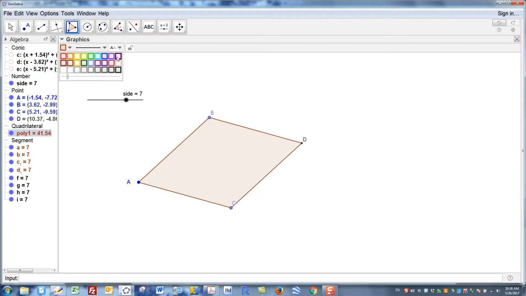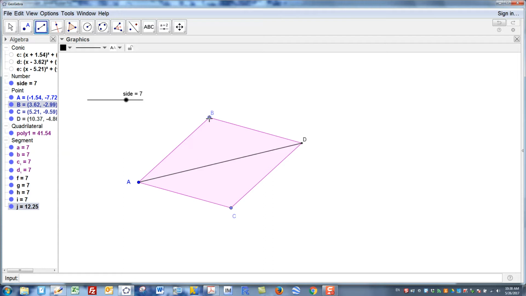Maybe I'll make it a nice color like pink. And I'll pull these points out of the way. So what we're really interested in, though, are the diagonals of a rhombus. We want to generate some intuition about that. So I'll draw in these two diagonals. I think I'd like it if they were both a different color and easily identifiable.